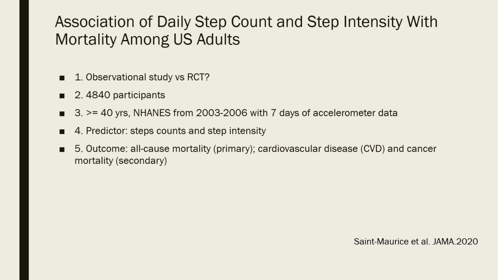The study included data from 4,840 adults aged 40 and older, as younger people typically have lower mortality rates. The researchers used 7 days of accelerometer data to measure PA, providing more accurate data than self-reports. They measured step counts and step intensity, steps per minute, to determine activity intensity. The primary outcome was all-cause mortality, with cardiovascular disease and cancer mortality as secondary outcomes.